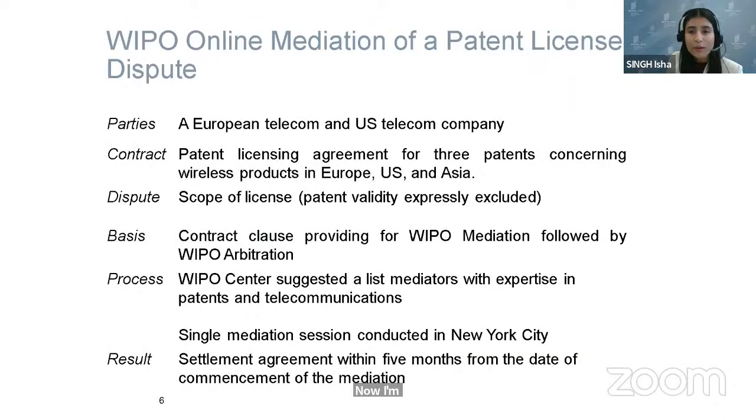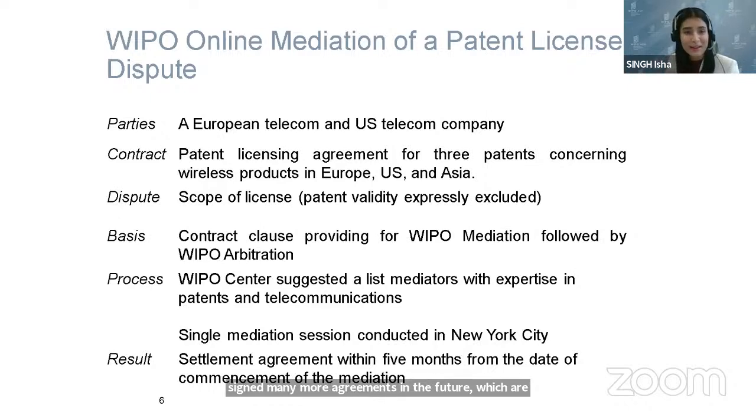And going back to what even Jane said about the use of mediation as more of a facilitative ADR mechanism to help parties in concluding agreements, I think this case is a good example of that. And we've had many others where there has been a dispute and parties have gone ahead and resolved that dispute, but also have gone and signed many more agreements in the future, which are completely unrelated to the dispute, but somehow related to the subject matter of the dispute.